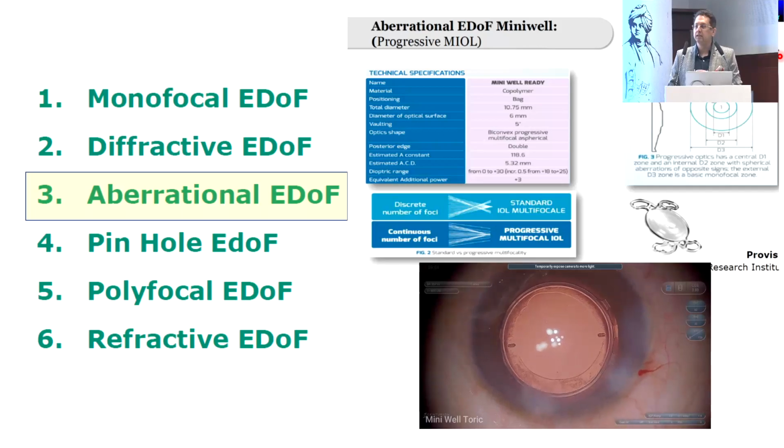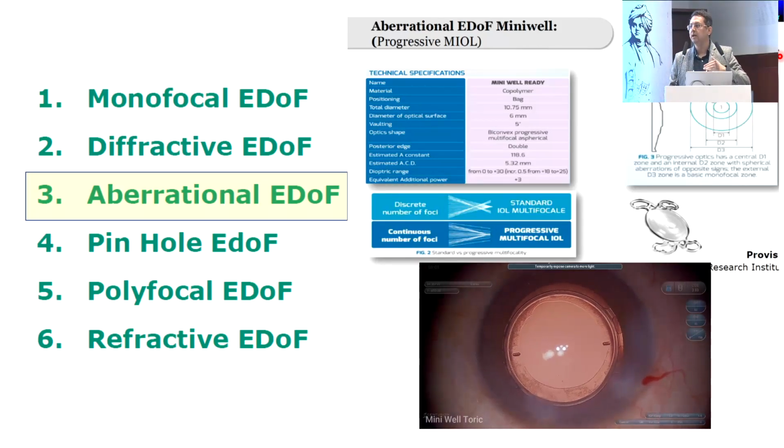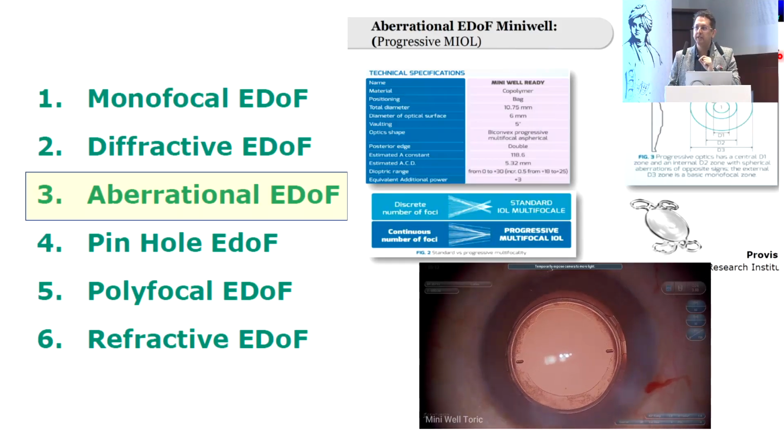Third category is the newer category of EDOF, which is called aberrational EDOF. It's similar to monofocal EDOF, but instead of using only a single spherical aberration, there will be a combination of plus and minus spherical aberration. So it will be a kind of undulating aberrations on the profile. You will not be able to see any rings or any transition zones, but there are multiple aberrations added. The example is Miniwell.